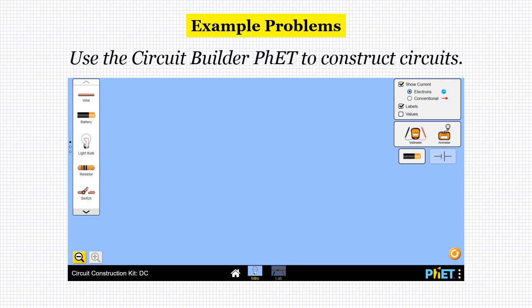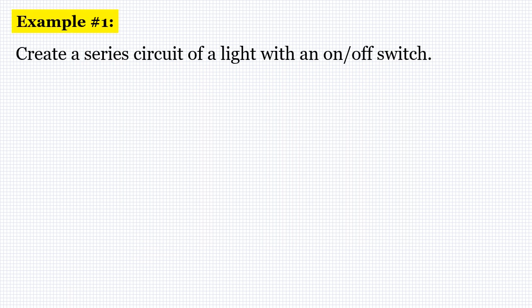So we're going to be doing two practice problems here. We're going to use the Circuit Builder PhET to construct a couple circuits. So the link is down in the description for this video. So our first example, I'd like you to create a series circuit of a light with an on-off switch. So you can go ahead and pause the video, and when you're done completing the circuit, go ahead and unpause the video.